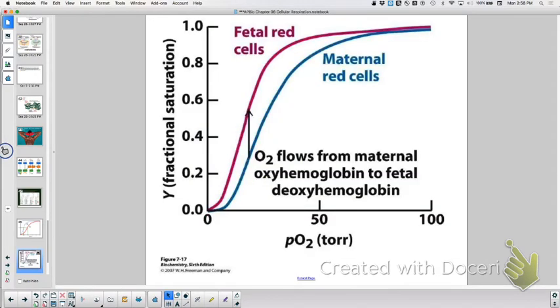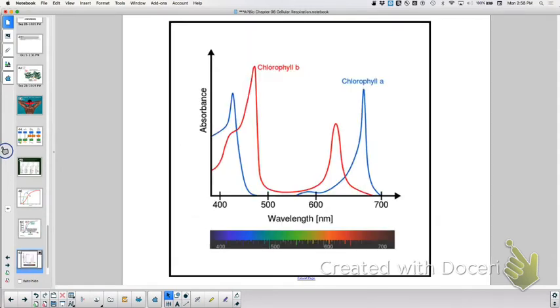And last but not least, we talked about chlorophyll. And the variety in chlorophyll and the pigments that a plant has allows it to capture light at all different wavelengths and all different seasons, which makes it more adaptive, more sugars, more likely to survive and reproduce.